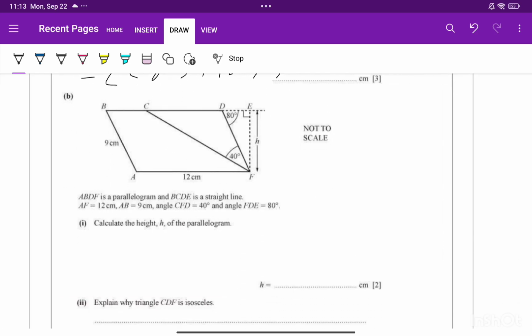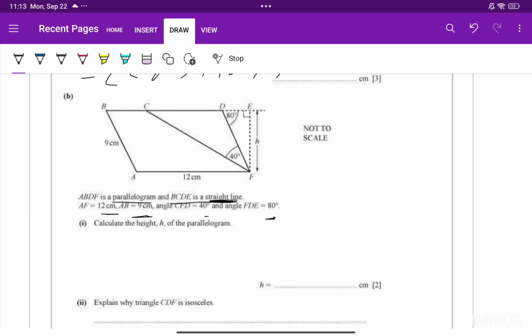Part B. ABCF is a parallelogram. ABCD is a straight line. Okay, so this is important. AF is 12. DE is 8. AB is 9. Angle CFD is 40, and angle FDE is 80. Calculate the height of the parallelogram.